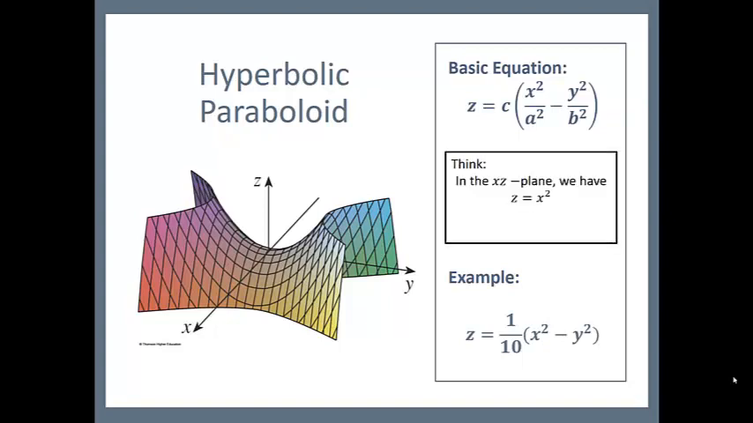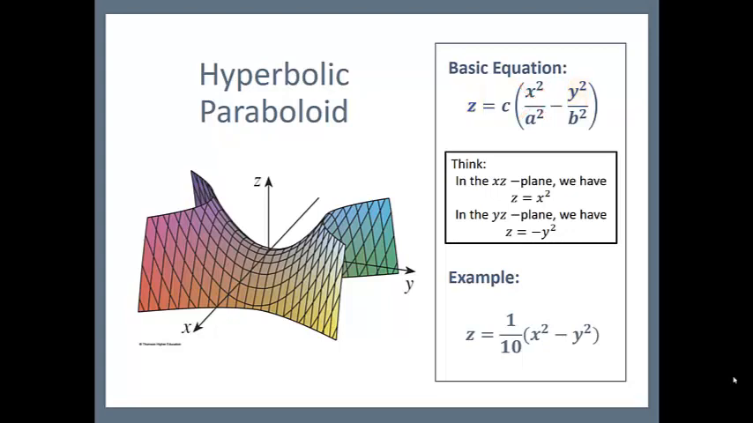If we think about what's happening in the xz plane, so if we only focus on the x and z variables, we have z equals x squared, again, a parabola opening upward. But compare that to what's happening in the yz plane. So this time, focusing only on the z and the y, we have z equals minus y squared. And that, of course, is a parabola that's been turned upside down. And so because in the one plane we have a parabola opening upward, and in the other plane we have a parabola opening downward, that's what causes this equation to look like this hyperbolic paraboloid instead.